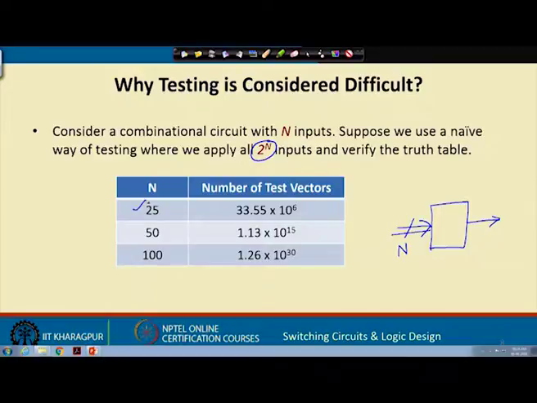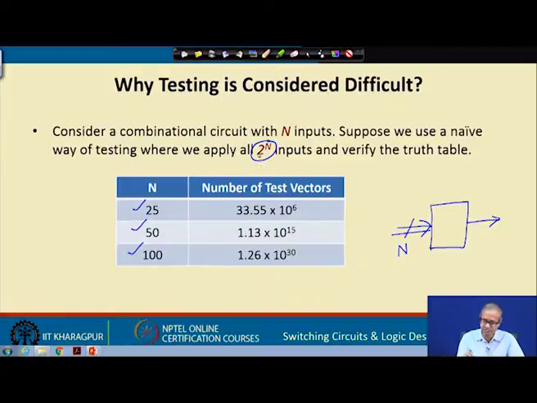So, here I am showing values of 25, 50, 100, but practical circuits can have of the order of 1000 inputs as well. But if we just show here what is the value of 2 to the power n, you see 2 to the power 25 is about 33 into 10 to the power 6, 33 million. 2 to the power 50 is 1 into 10 to the power 15. 2 to the power 100 is 10 to the power 30.